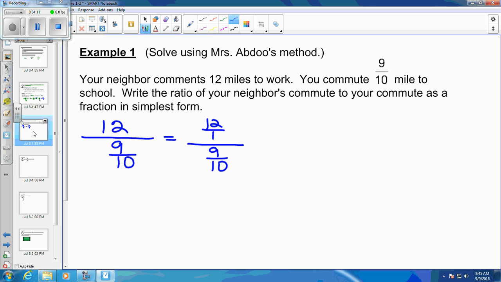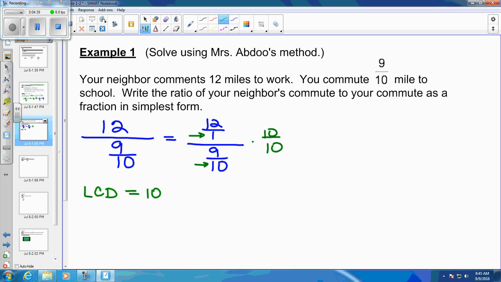Let's look at the baby denominators here. So here's one baby denominator and here's one baby denominator. The denominators of the baby fractions. The lowest common denominator of those two fractions is 10. So I am going to multiply this fraction by 10 over 10.